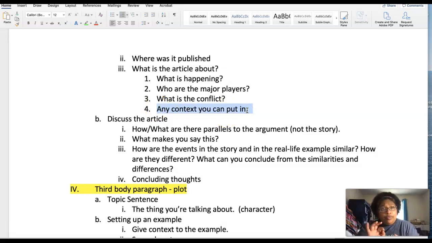So, for example, here's where those additional articles can come in handy. Say that you found a good example, right? And you're not sure what the context is. You're going to do a little bit more research. Like, how did this come about? Why are the major players the major players? Why is this happening now? What happened in the background to bring us to this point? So that's where you're going to have the additional sources come in to help you.